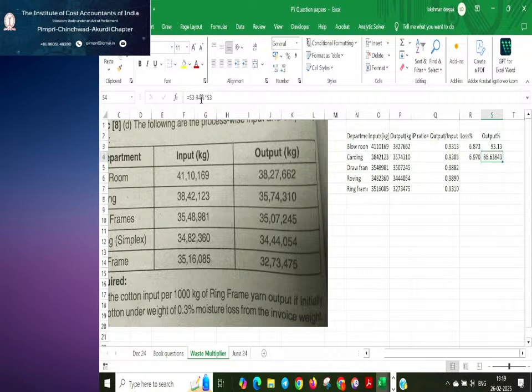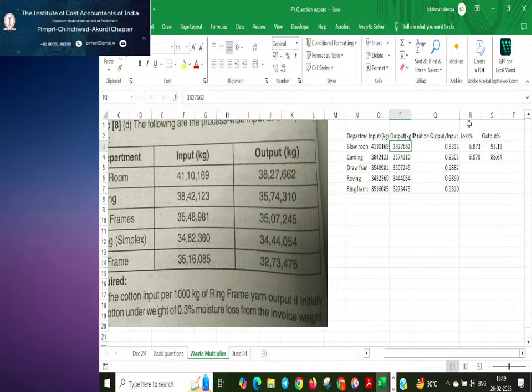So this is 86.63. Are you able to understand this, or do you want me to explain the formula? See, the first thing is straightforward. What is my loss percentage? However much my input is, if it gives the same output, then there is no loss. But it is not giving me the same output. So the difference becomes the loss.